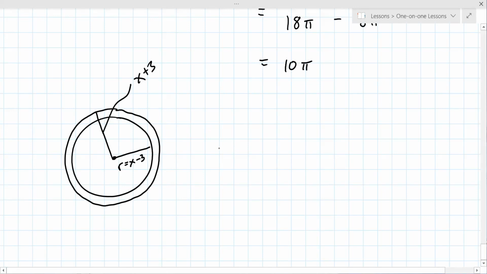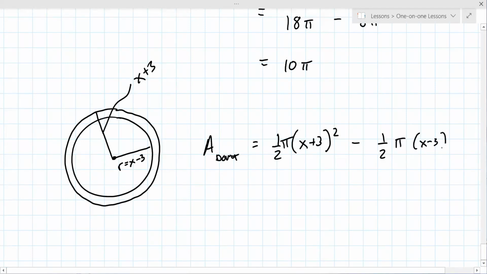Okay, it's the same thing though. It's the area of the donut, or the ring. It's really a ring. It's 1/2 pi big R squared. What is big R in this case? X plus 3, squared. Yep, because the big radius is x plus 3. The little radius is x minus 3, squared. Okay, so do you remember how to expand a binomial?